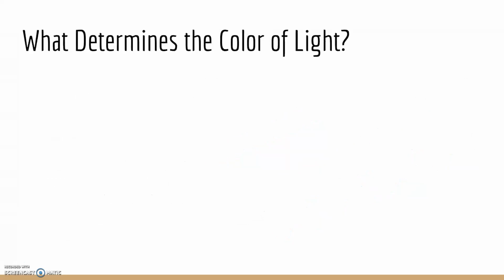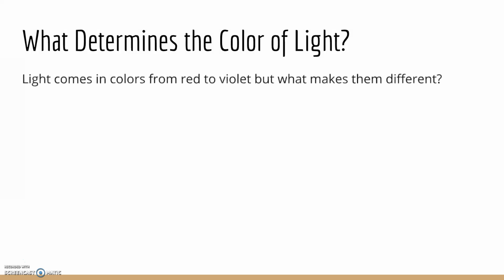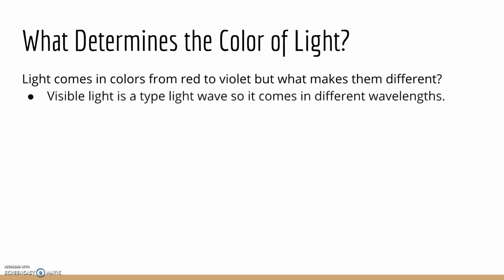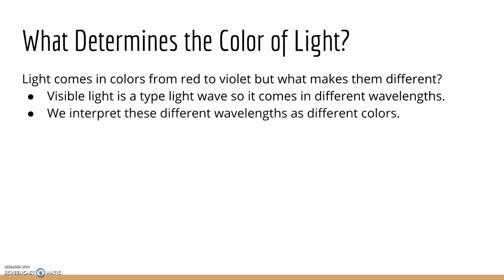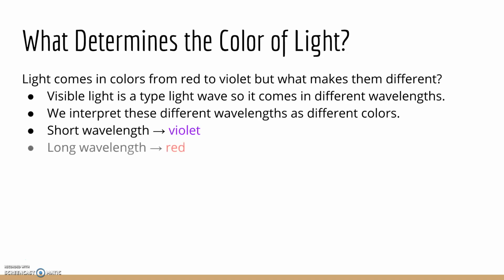Okay, so now we're going to talk about what determines the color of light. We see colors, we don't just see bright light all the time, and there's a reason for that. Light comes in colors from red to violet, but what actually makes them different? Well, visible light is a type of light wave, so it has to come in different wavelengths. Some are longer, some are shorter, and we interpret these different wavelengths as different colors. A short wavelength you perceive as violet, and a long wavelength you would perceive as red.